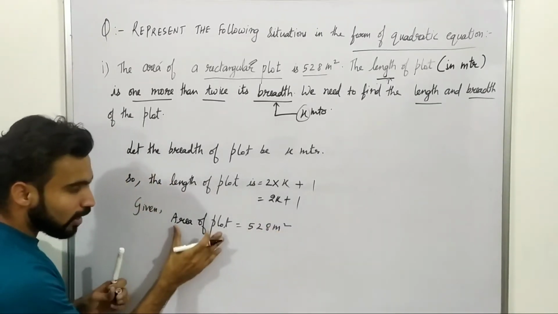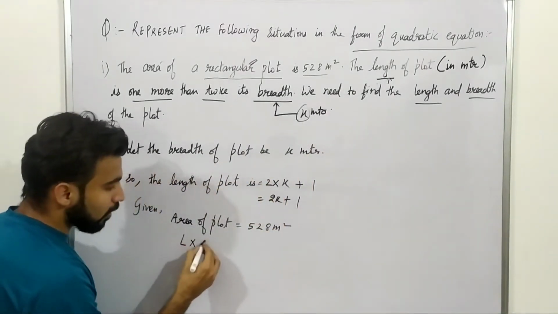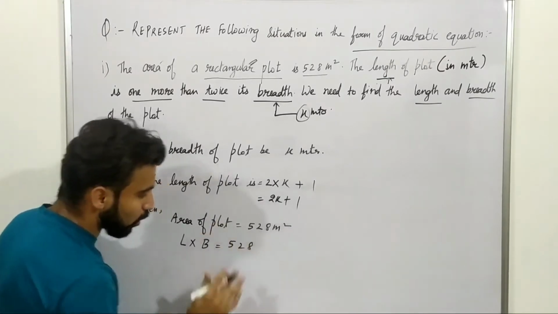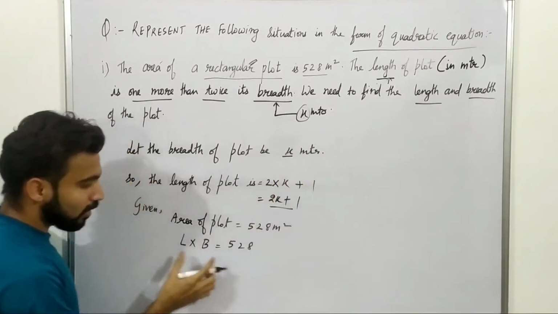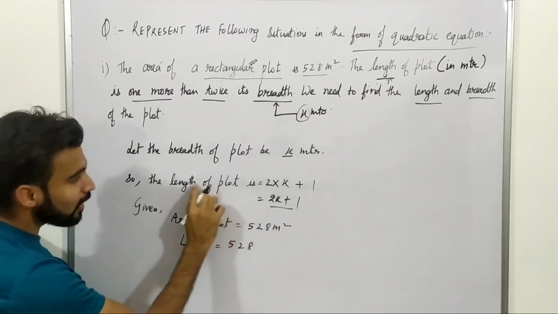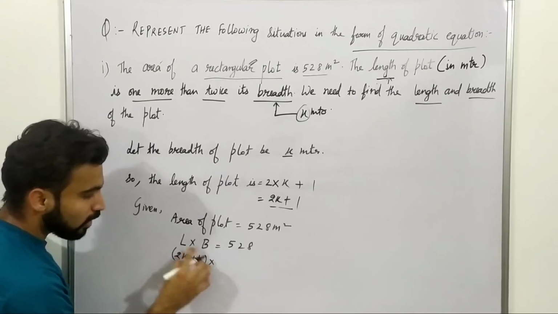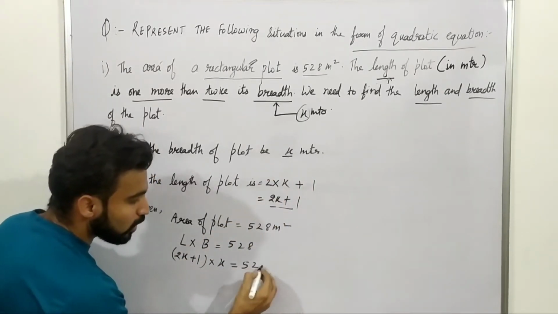Now you all know that the area of a rectangular plot is L cross B, equal to 528 meters square. That is given to you. Now what I will do is simply substitute these length and breadth in here. So what is length here? You can see that is 2x plus 1 in bracket. Multiply what is breadth here, that is x, equal to 528.